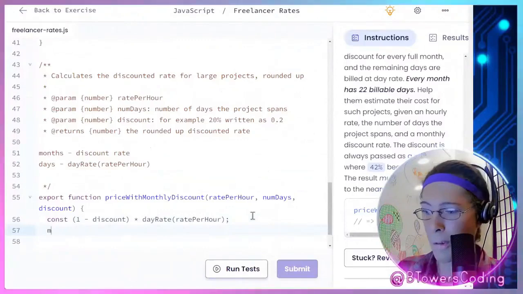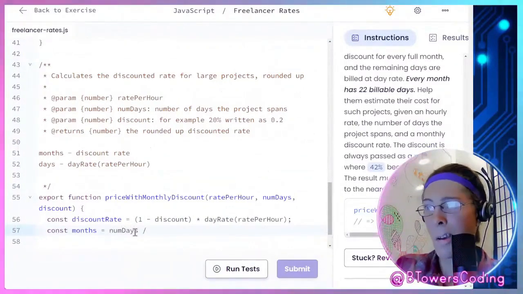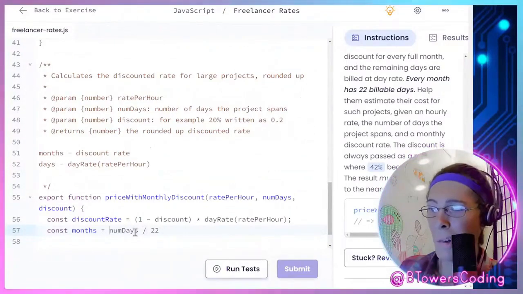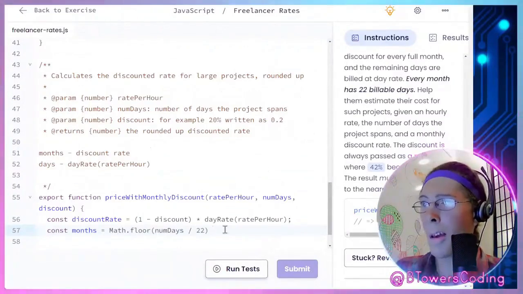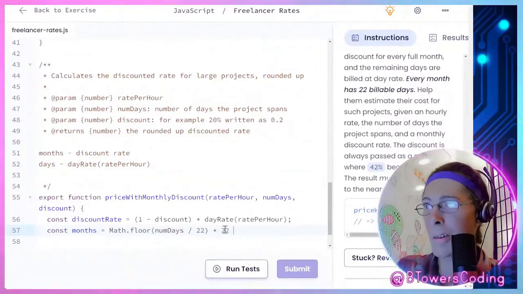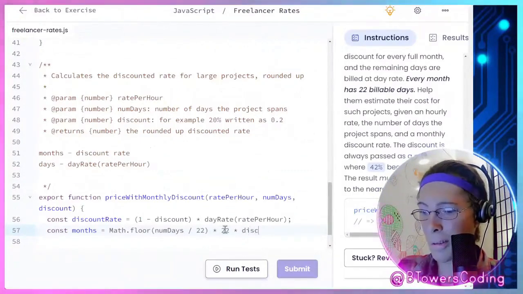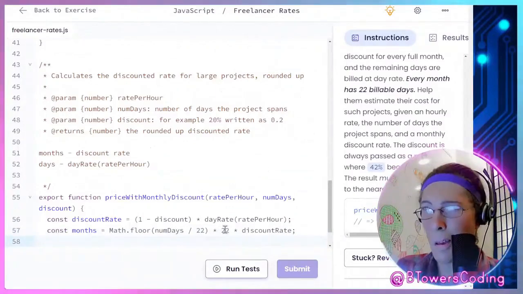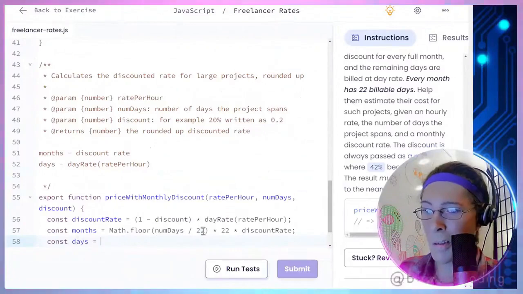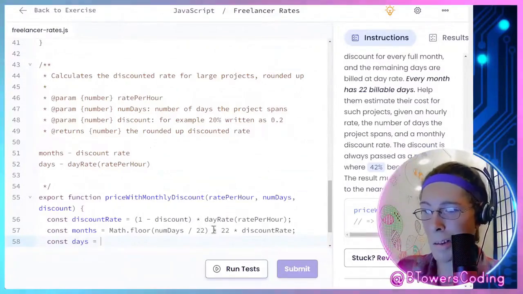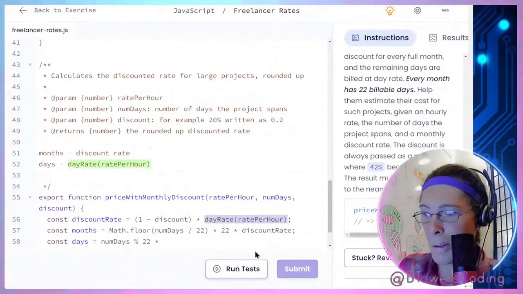Then we have the months. We're going to take the number of days passed in and divide that by 22. We need the full months, so we'll use math floor for that. And then we need to multiply that by 22, and then by the discount rate that we calculated right before that. Then for the remaining days, we'll do the same calculation here, except with the modulo operator to get the remainder. And that will be multiplied by our regular rate here.